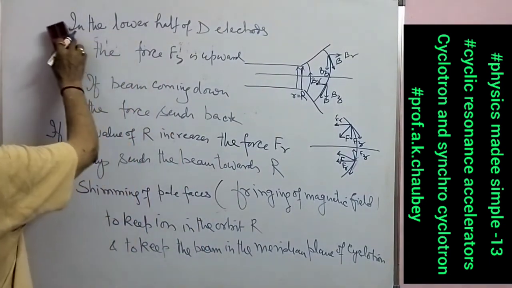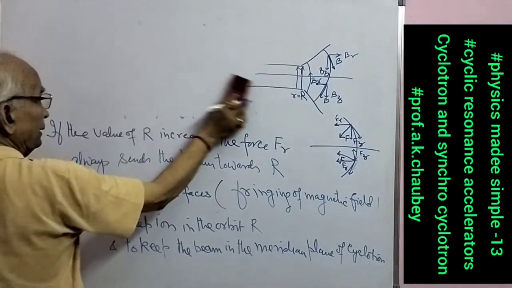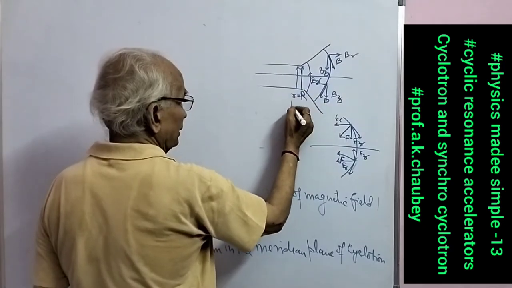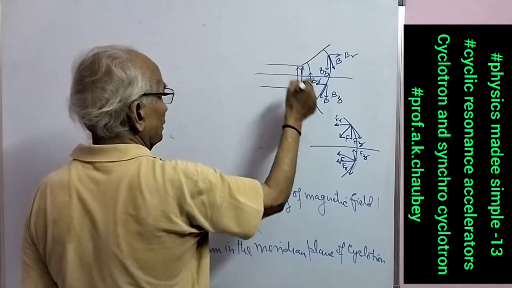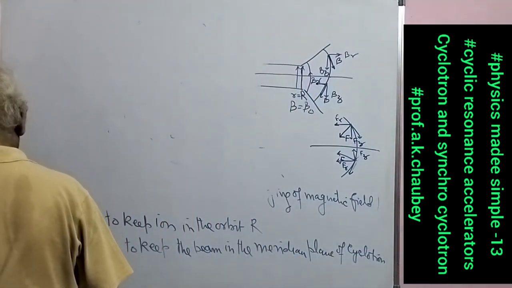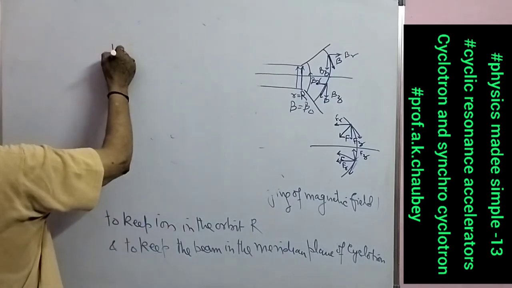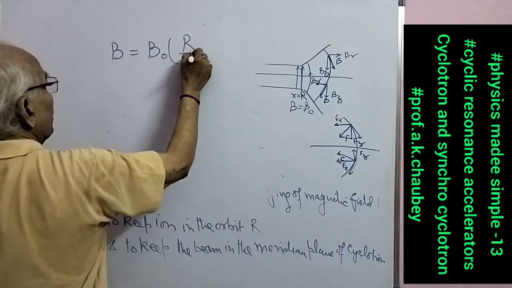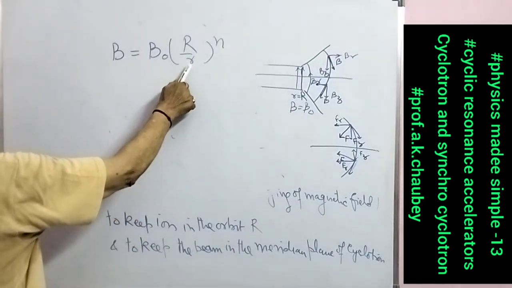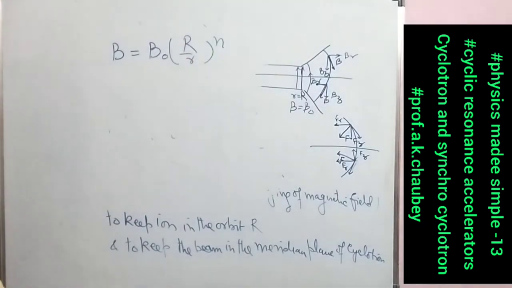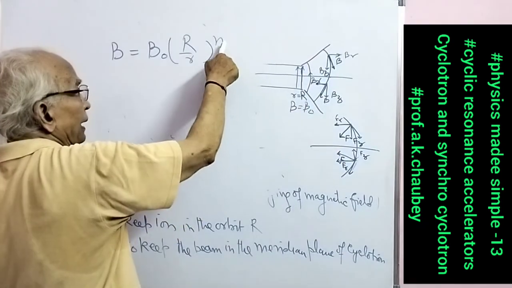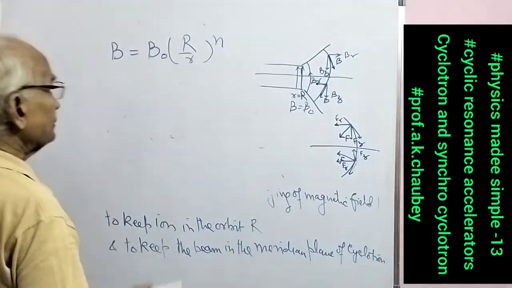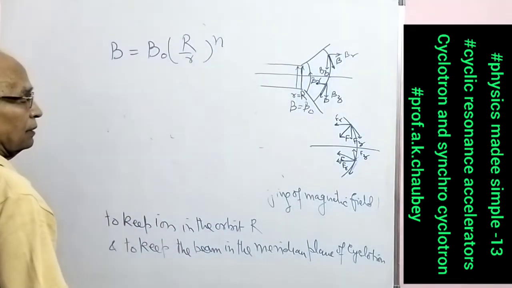Actually, the magnetic field is set such that, suppose here the field is B equal to B naught, constant up to here. And outside, the field decreases. We decrease the field intentionally by the equation B equals B naught times (R over r) to the power n, where R is the constant cyclotron radius, r is any radius, and n is called the field index. You can say the field is now weakened like that. As r increases, the field decreases by this equation.